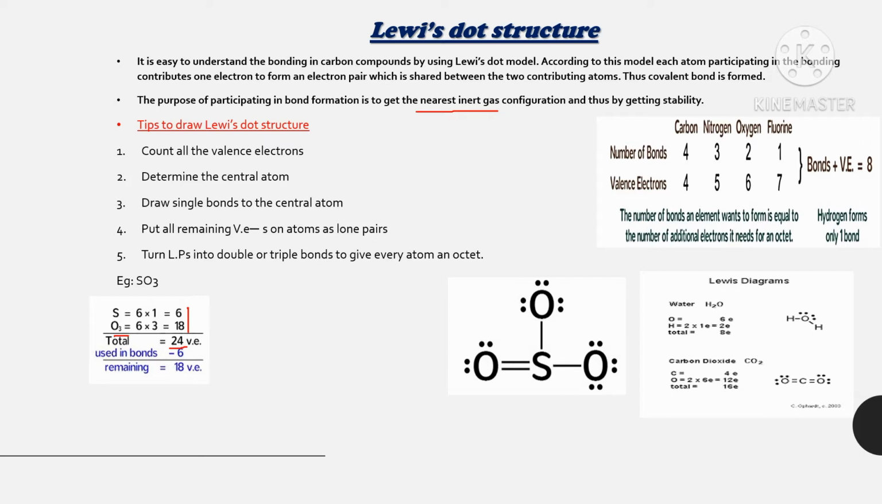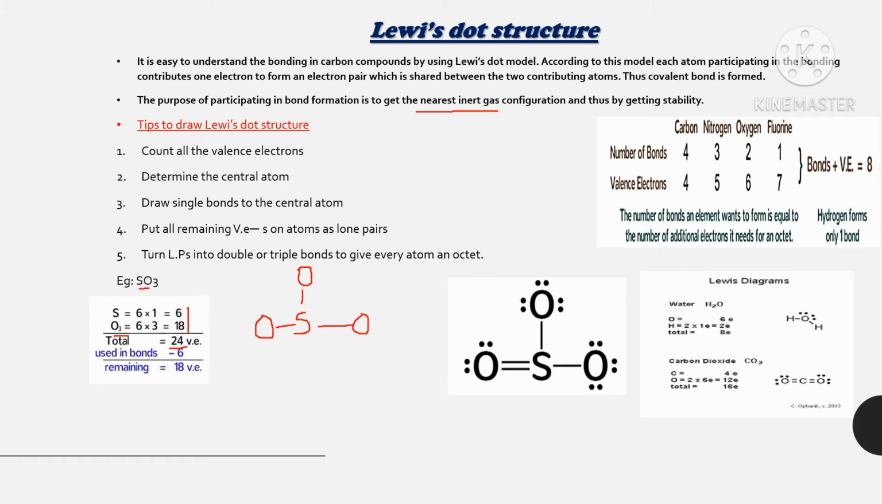The second step is to determine the central atom. How can we identify the central atom? See the formula of SO3. The atom that is present singly is the central atom. Don't think about electronegativity being high or low. Just think, if the atom is single, that is the central atom. So here the central atom is sulfur. Then draw single bonds from the central atom to the remaining atoms, drawing a single line between oxygen and sulfur. So this is the third step.